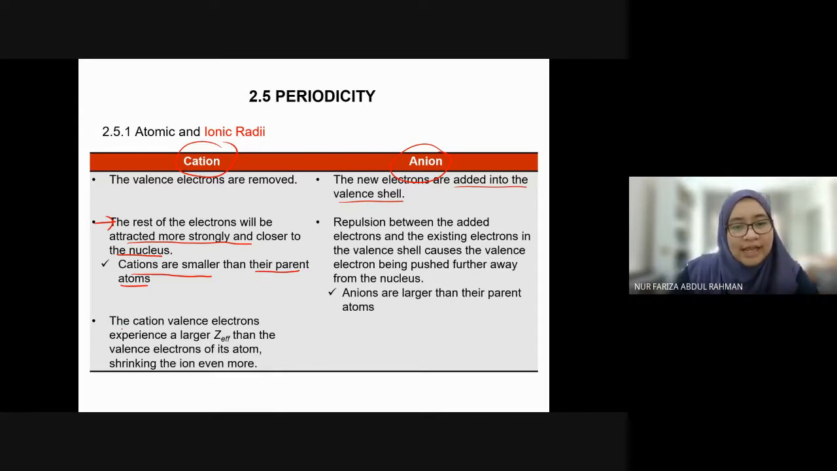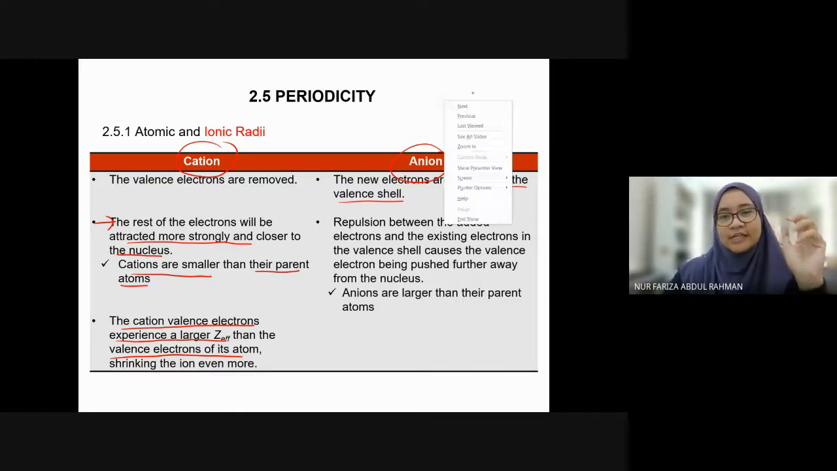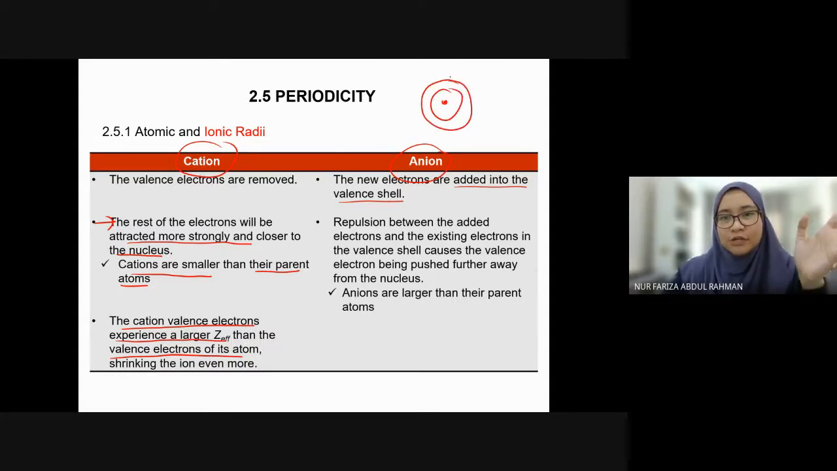Okay, so the cation valence electrons experience a larger Z effective than the valence electron of its atom, shrinking the ion even more. Actually, you can imagine in terms of Z effective, the Z effective for cation will change. Why does it change? You imagine, alright, so this is the nucleus. It removes the valence electron, right? Okay, be patient, let me draw first. So we have one electron here. Say there is one valence electron. Of course we have other inner electron in the atom.